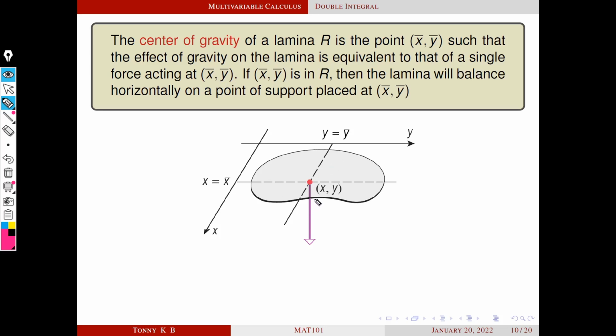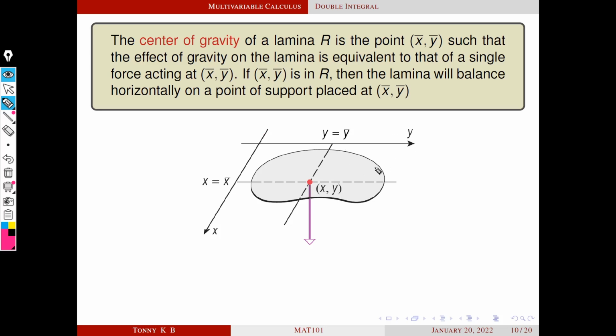That means if you place a point support at this point, then the lamina will balance horizontally. That's the meaning of center of gravity. Okay, we have to find this (x bar, y bar).